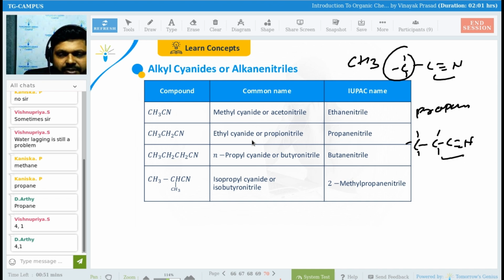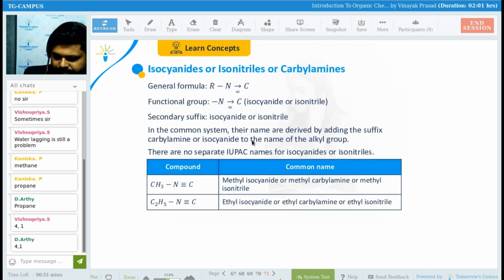If you have to write butane nitrile, how will you be writing butane nitrile? First of all, draw 4 carbon, and with the 4th carbon you have to draw N, and these 4 carbon will be but. So butane nitrile. Is it okay? Propane nitrile, butane nitrile, ethane nitrile. Is there any problem, guys, in these? No?